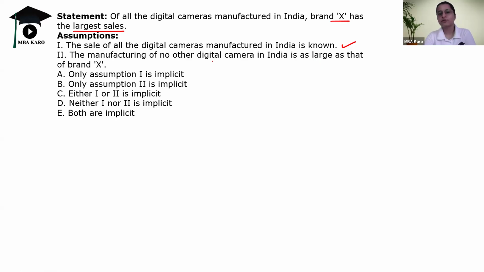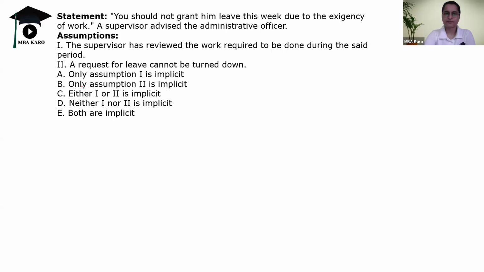The second one says manufacturing of no other digital camera in India is as large as that of brand X. The statement is talking about sales. This assumption is talking about manufacturing, changing the topic. That is why this assumption is not implicit, because we have to be consistent, in sync with the statement. If the statement is talking about sales, our assumption should also talk about sales and not manufacturing. It could be that many other companies are manufacturing at a large scale, but they are not able to make sales. Okay. So here, the correct answer would be only one is implicit. Next.